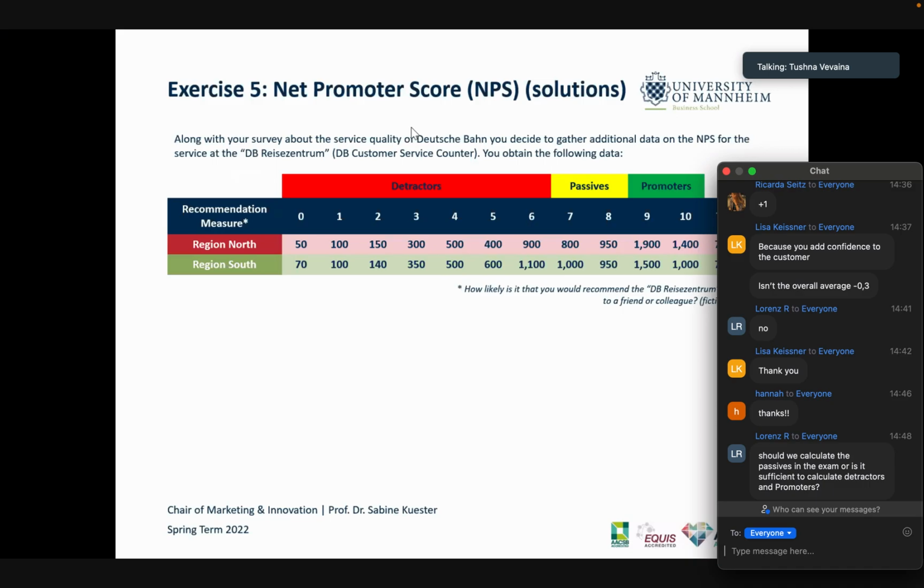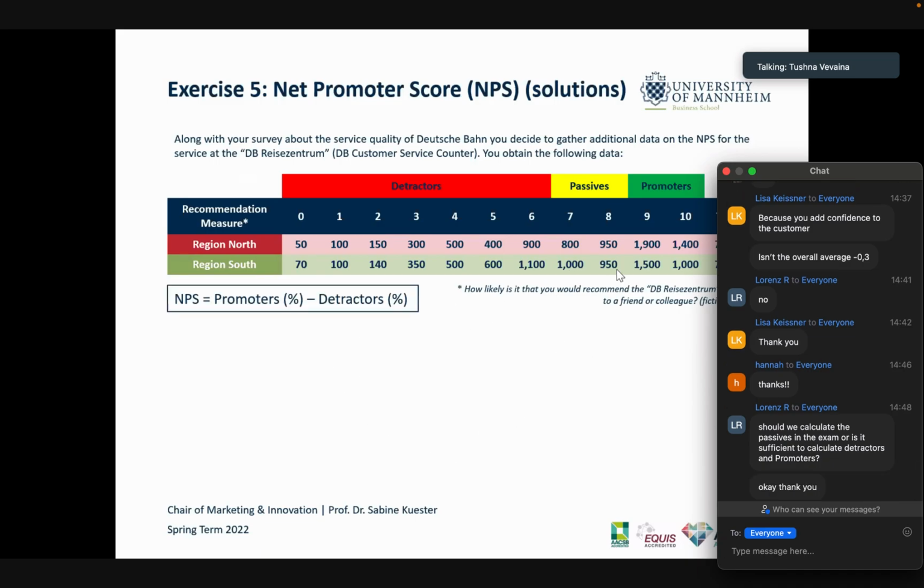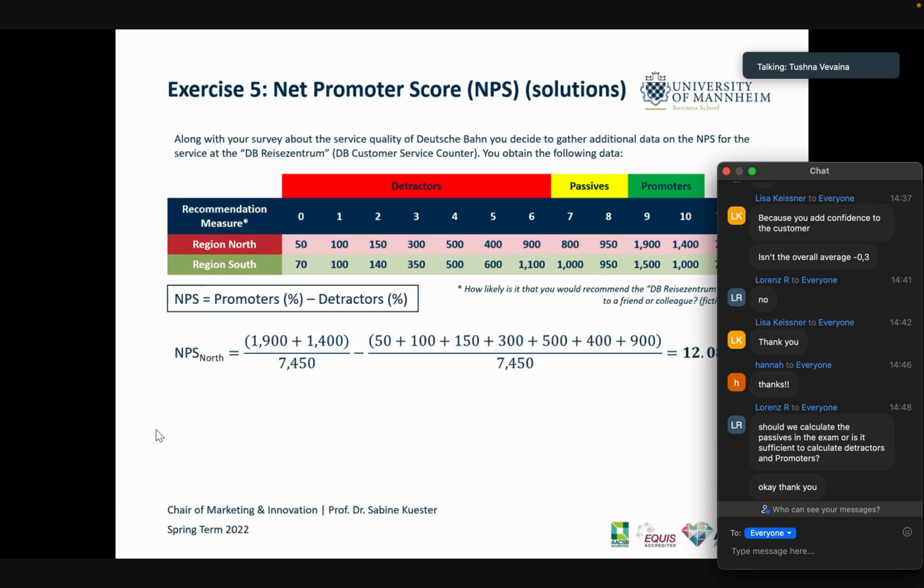Should we calculate the passives in the exam, or is it sufficient? You can just calculate the detractors and promoters. Technically, the formula doesn't even include a calculation for your passives. And I'll show it to you all here. It's your percentage promoters minus your percentage detractors. So your passives don't come anywhere.